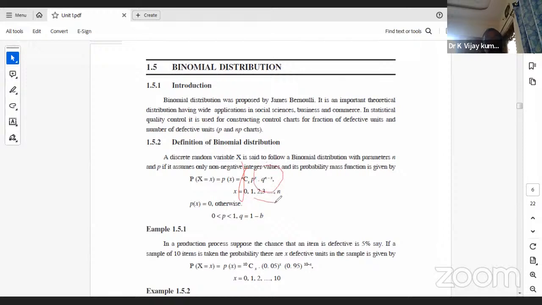So P of X equal to x is nCx p power x q power n minus x, where x is equal to 0, 1, 2, 3 and so on up to n. Here 0 less than p less than 1, and p plus q is equal to 1. So the condition is therefore q is equal to 1 minus p.